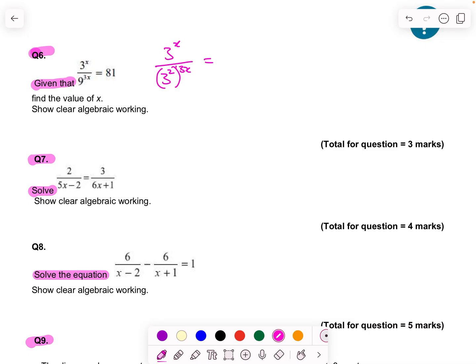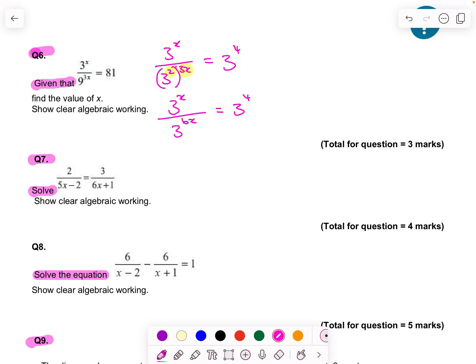Yeah, 3 times 3 is 9. 9 times 3 is 27. 27 times 3 is 81. So that's 3 to the power of 4. Okay. Then I know that we've got 3 to the power of x. And then I can multiply these two indices, 2 and 3x. So that becomes 3 to the power of 6x equals 3 to the power of 4.